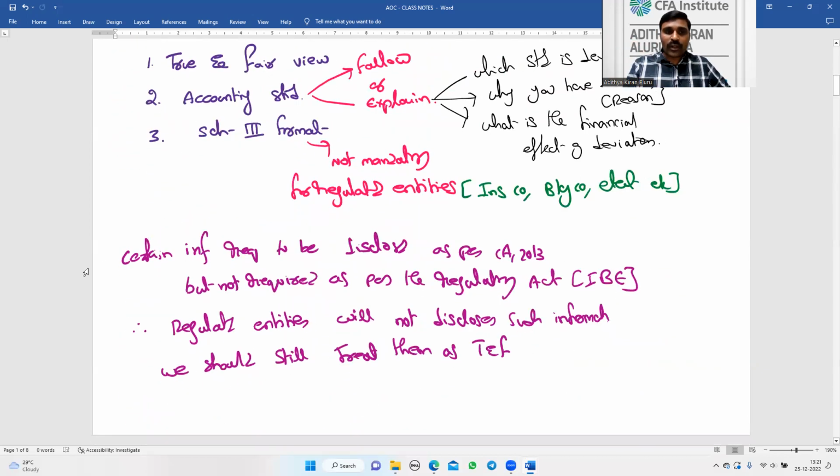So this is a very important true or false question. Certain information is required to be disclosed as per the Companies Act, but not required to be disclosed as per the Insurance, Banking, and Electricity Act. So regulated entities will not disclose such information. Even then, we have to treat them as showing a true and fair view. Just because they did not disclose that information, we should not reject them as not disclosing a true and fair view.